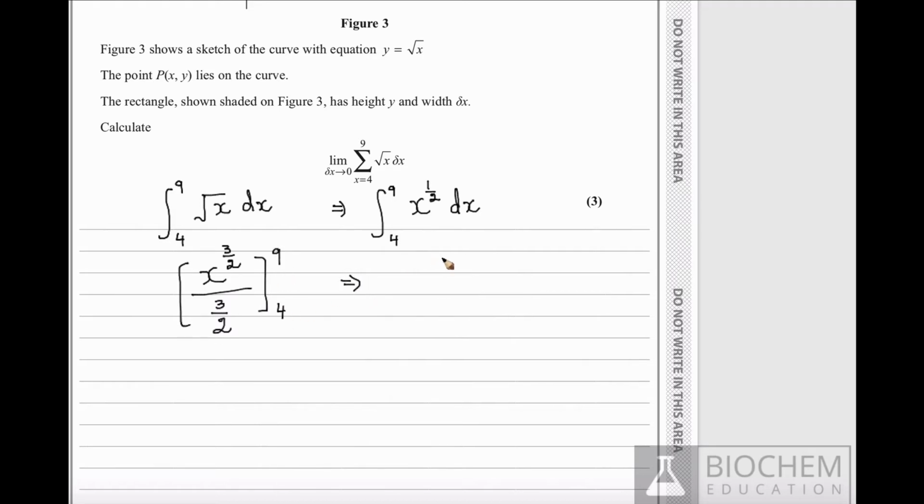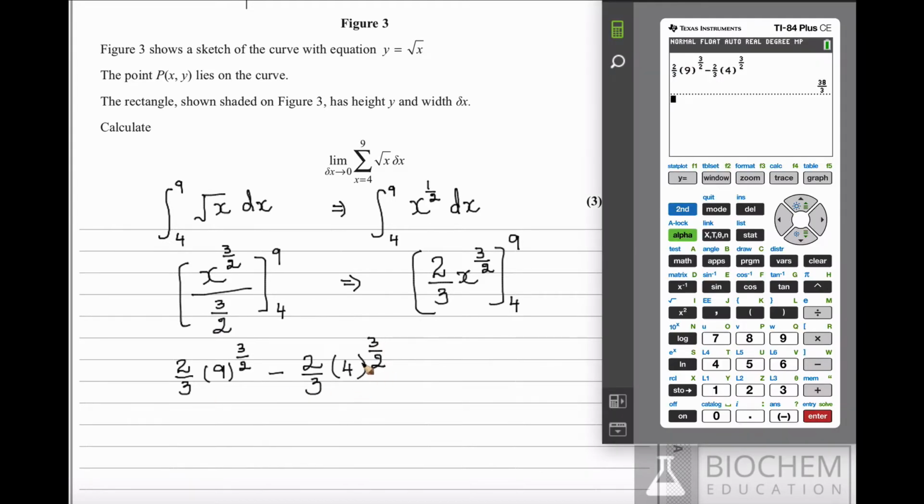This can be further simplified: 1 divided by 3 over 2 can be written as 2 over 3, x to the power of 3 over 2, with limits 9 and 4. First, we will input 9 into this equation. So 2 over 3, 9 to the power of 3 over 2, minus, we will now input 4 into this equation. That will be 2 over 3, brackets 4 to the power of 3 over 2. Now we will input this calculation into the calculator, which gives an answer of 38 over 3. Hence the answer is 38 over 3.